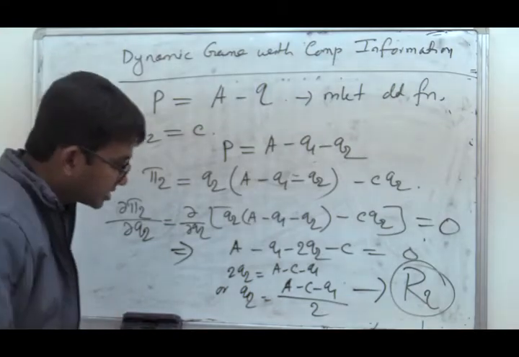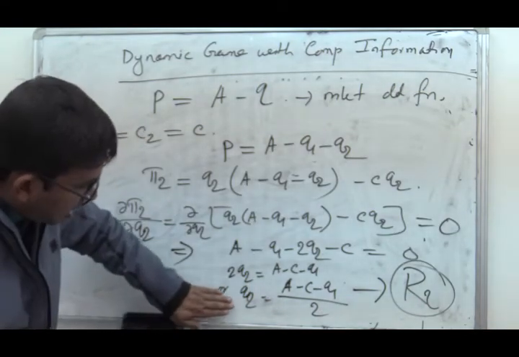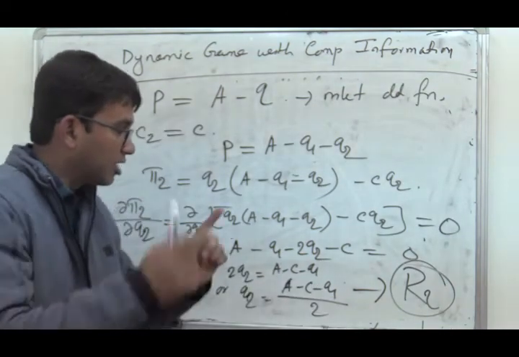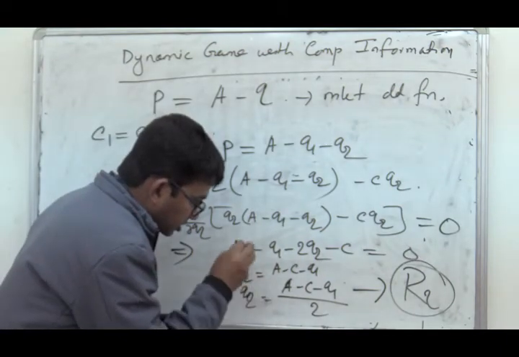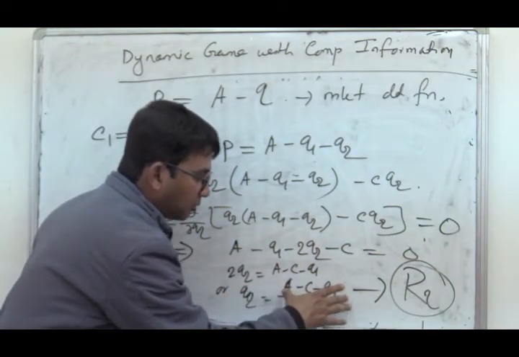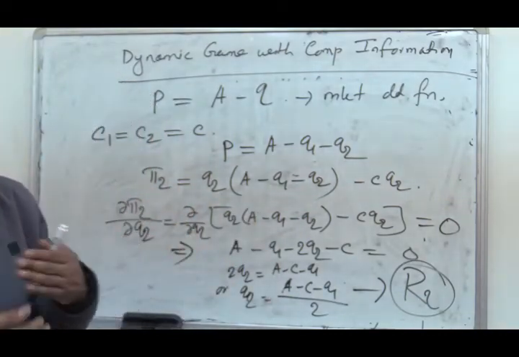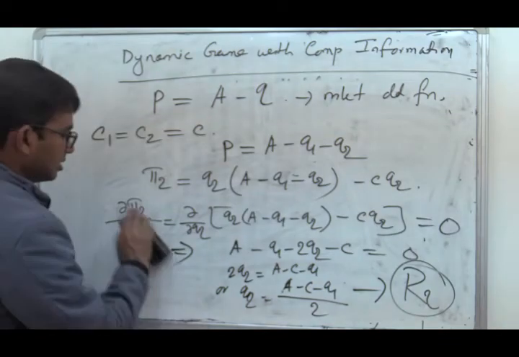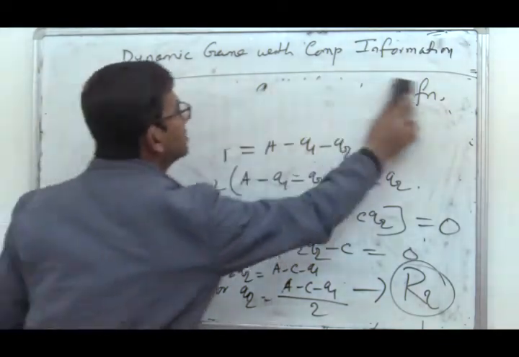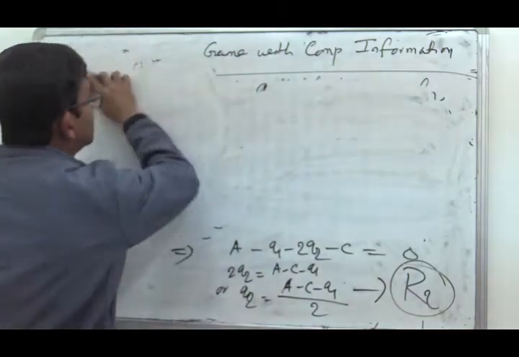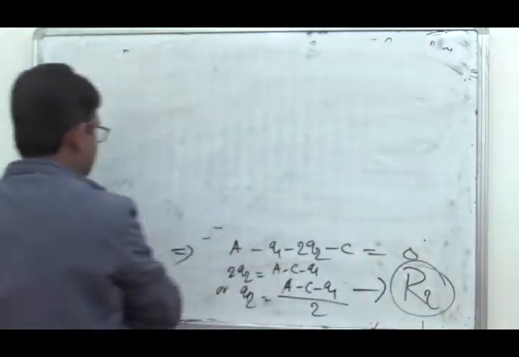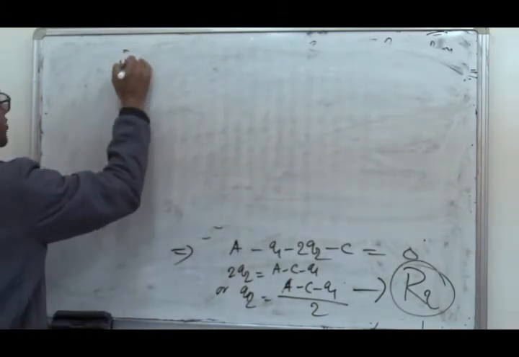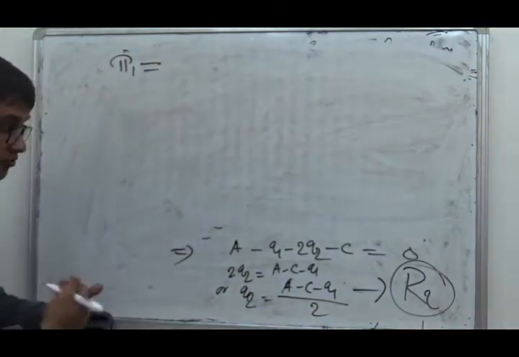Now what is the backward induction? Firm 1 knows how firm 2's output will be dependent upon Q1. So now firm 1 will introduce this part in its objective function, and then try to maximize profit with respect to Q1.